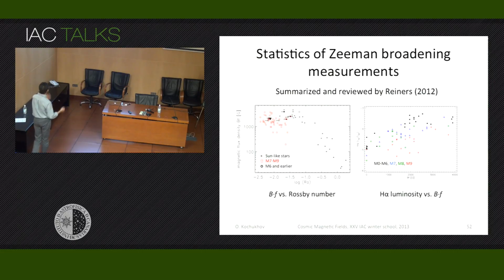And this is an overview of their results. Here they are plotting magnetic flux density, so B times f, as a function of Rossby number, which, remember, is rotation period divided by convective turnover timescale. And their stars are here, late M dwarfs, these red symbols. So you see they have around a kilogauss, maybe 2 kilogauss, maybe 3 kilogauss field.